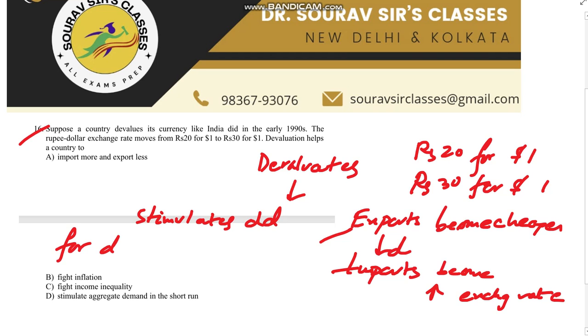Demand for domestic goods. So this is an expansionary effect on the economy, as it encourages more and more domestic production and increases aggregate demand. So our solution will be: it stimulates aggregate demand in the short run, and devaluation boosts exports and reduces imports, which increases overall demand in the economy.